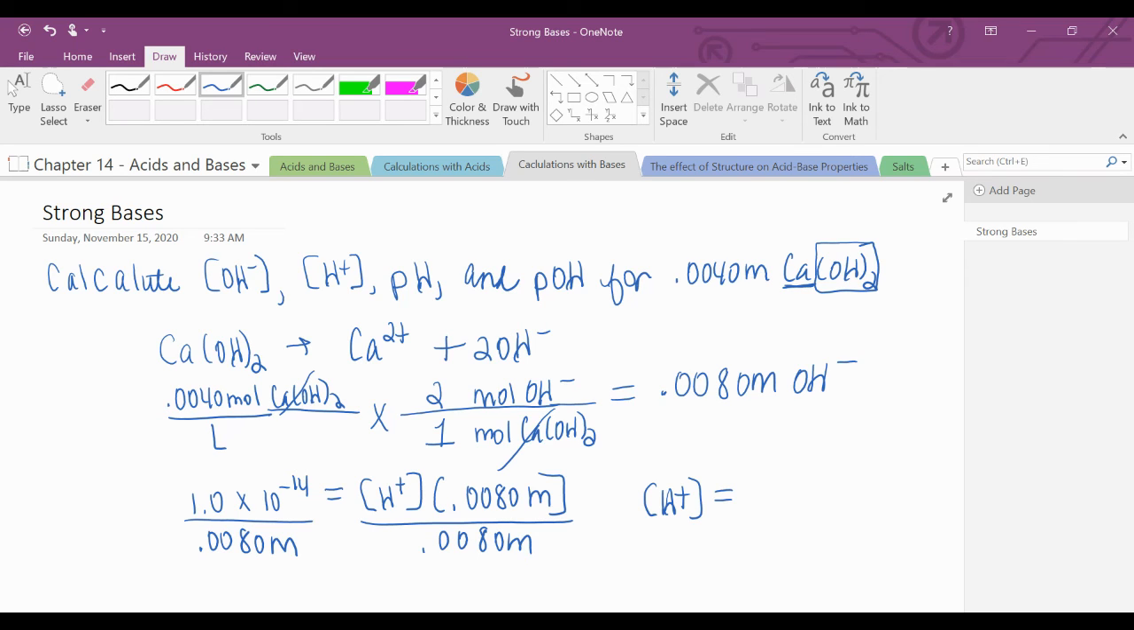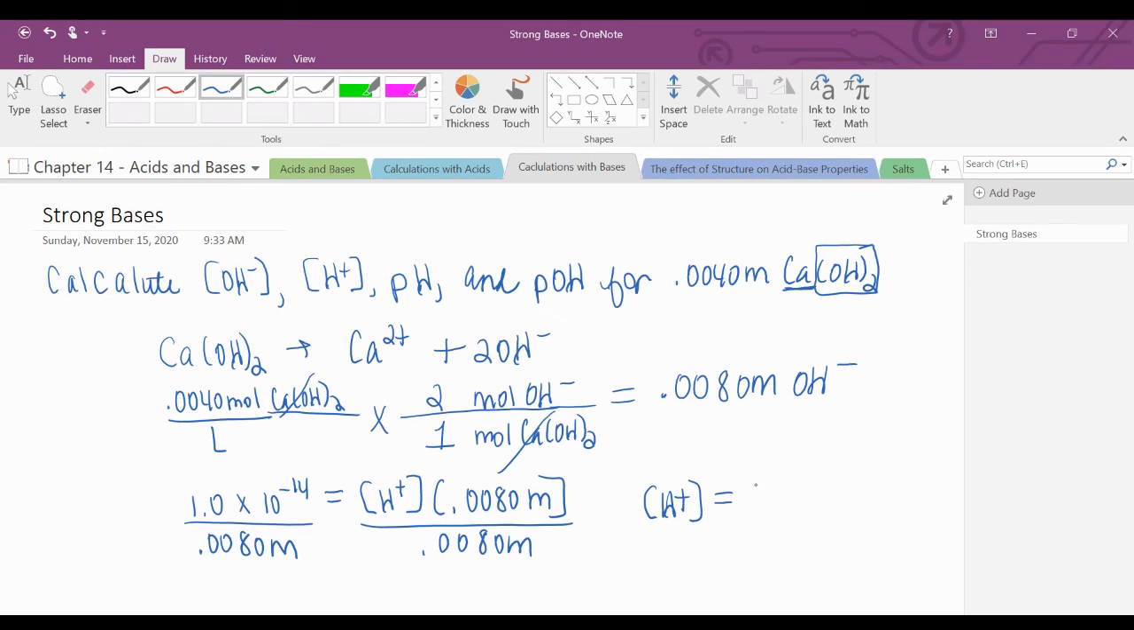All right, and then when I look at both Kw and the hydroxide, both have 2 sig figs, so your hydrogen ion concentration should have 2. We're going to get 1.3 times 10 to the negative 12th molar.